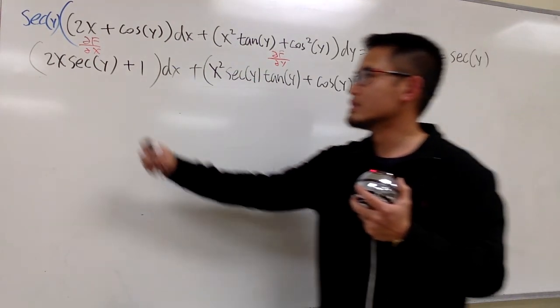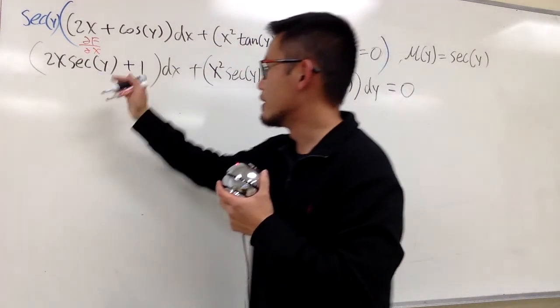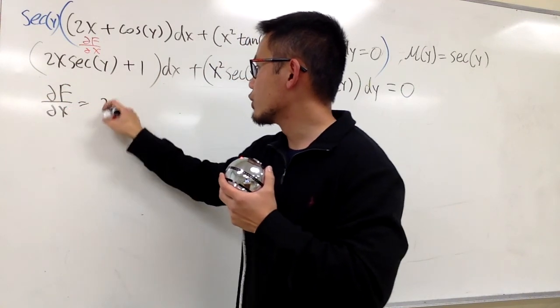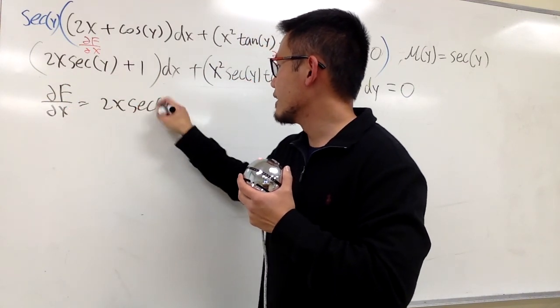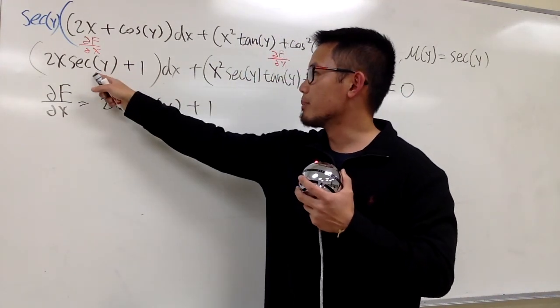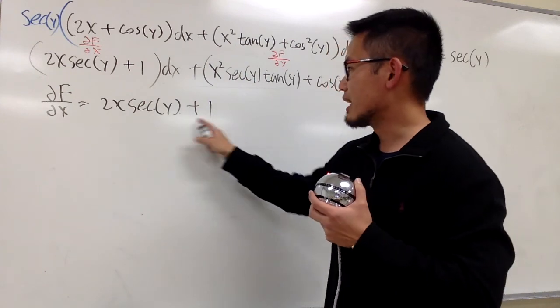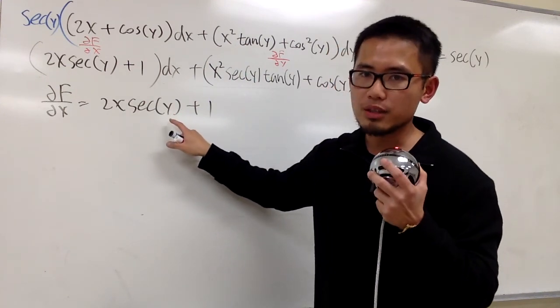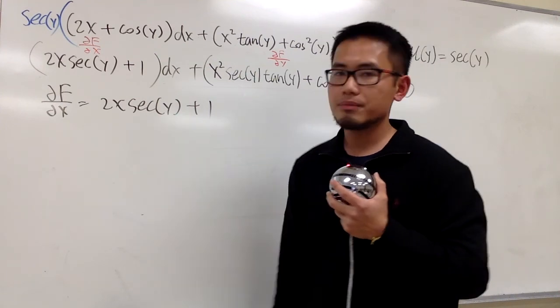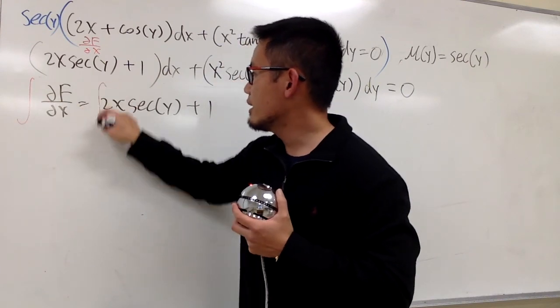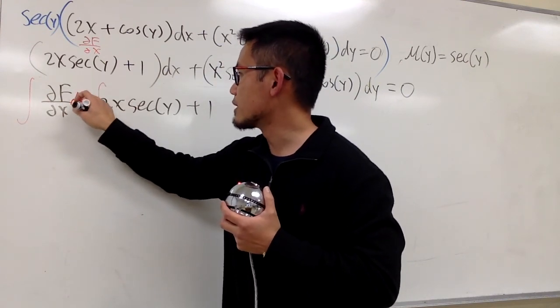Let me use this one. So right here, I know partial f with respect to x equals to that, 2x secant y plus 1. And you see the reason I keep putting down the parentheses, it's because I have the plus 1 afterward. So I want to just emphasize the y is the only thing inside of the secant. Anyways, right here, let's go ahead, integrate both sides with respect to x first. So let's put on dx.